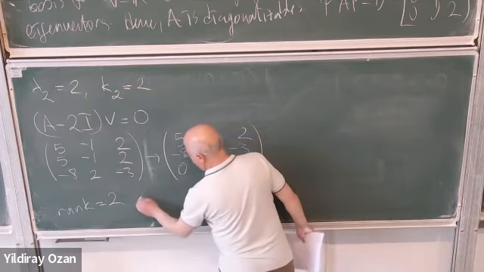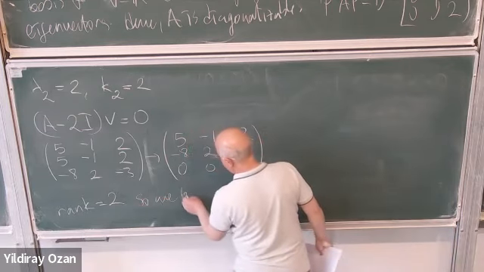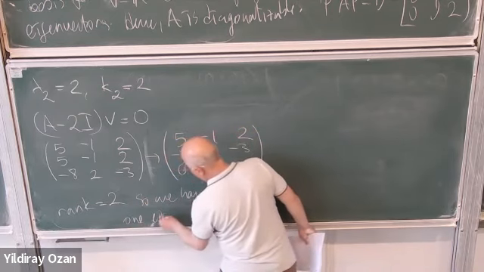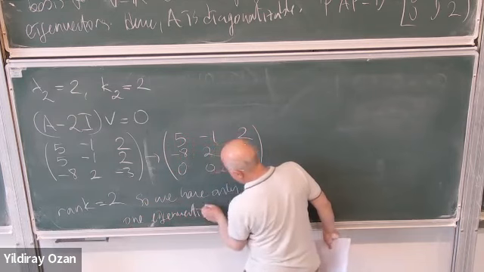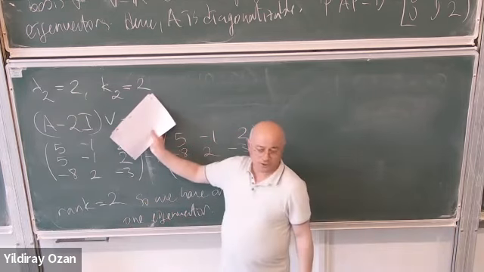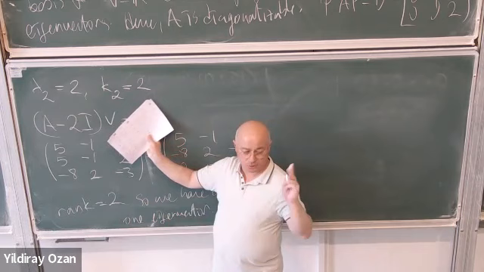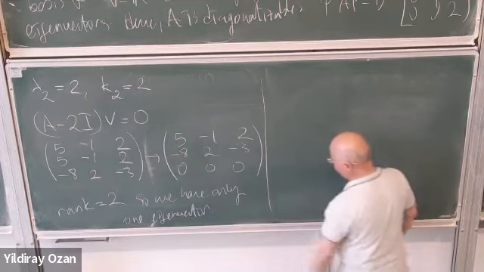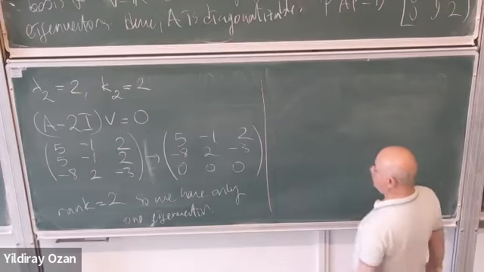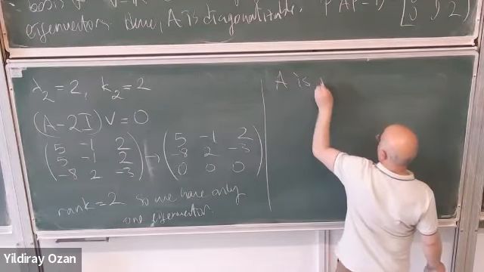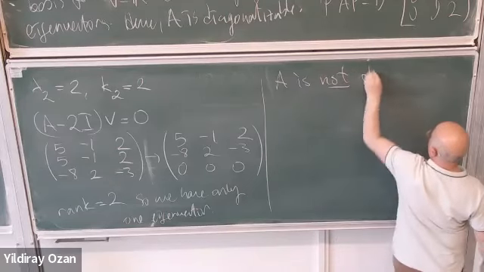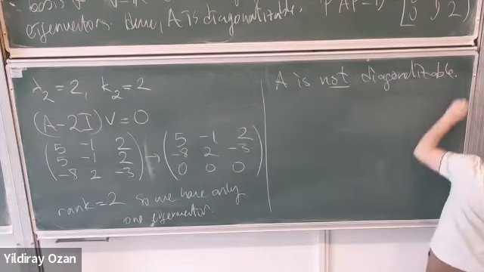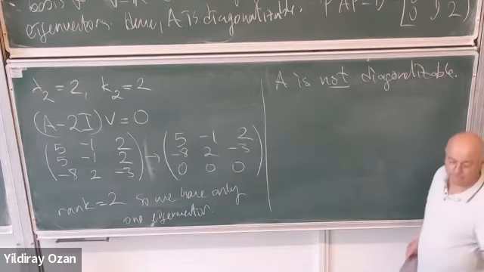So we have only one eigenvector. But for this to be diagonalizable, we needed 2 linearly independent eigenvectors. That doesn't exist. Therefore, A is not diagonalizable either. So it is a Jordan form.